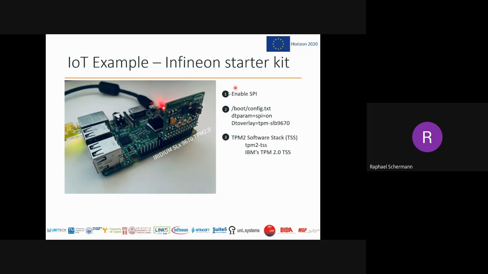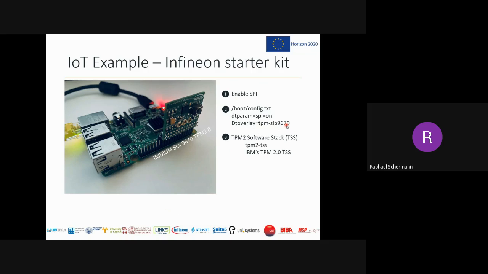So how do I enable, or how do I use the TPM module together with the Raspberry Pi? First, I have to enable the SPI interface in the configuration. Then I have to do some modification in the config.txt file in the boot folder. And here we have to set the dtparam spi=on, and the overlay is tpm-slb9670.